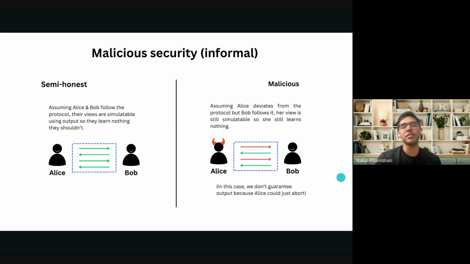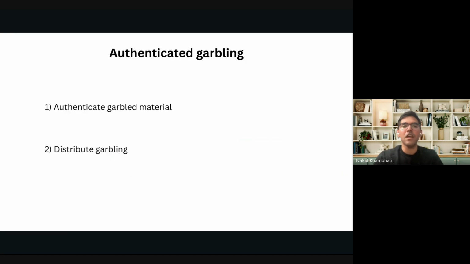The main takeaway here: if a protocol is maliciously secure, then if an honest party follows the specs, so follows the rules of the protocol and runs the correct code, they are guaranteed input privacy, irrespective of the other party's actions. And this is a much stronger and perhaps more practical definition of security. So how do we achieve the stronger notion of security? I'm going to very briefly look at this in the next 10 minutes.